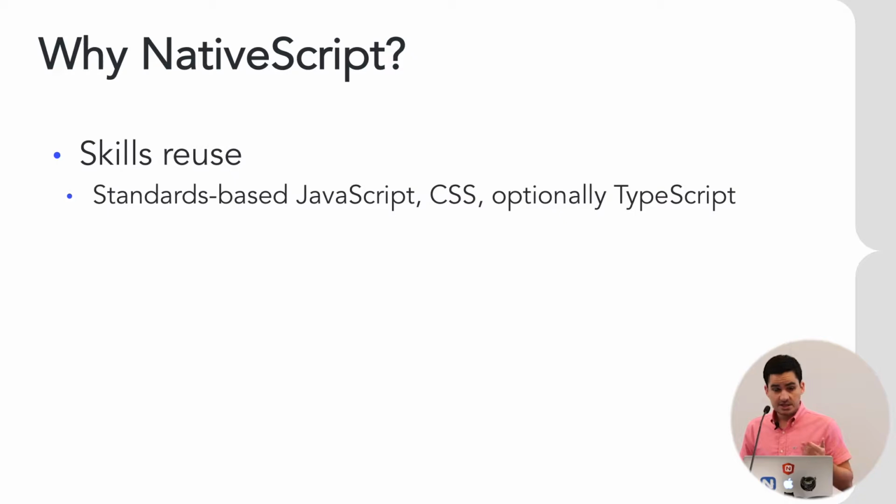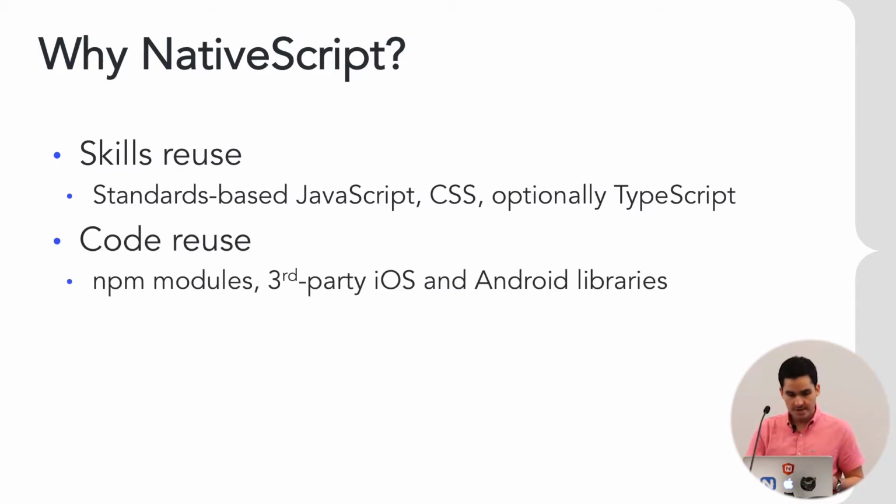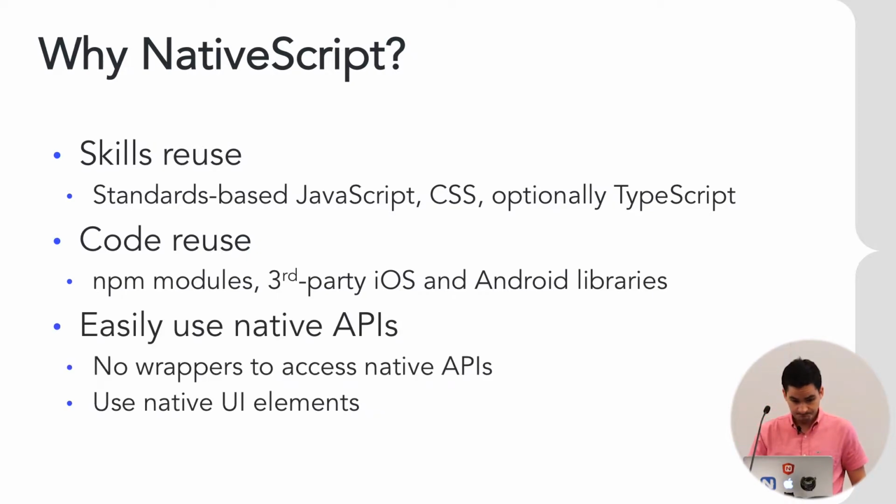So you get skills reuse, so anything that you already know: JavaScript, CSS, and even TypeScript. You get to reuse a lot of Node modules, NPM modules. You get to reuse third-party iOS and Android libraries. Again, because of the way NativeScript works, even CocoaPods or Android libraries that you find on the App Store, on the Google ecosystem for building applications, you can use them in a NativeScript application with JavaScript.